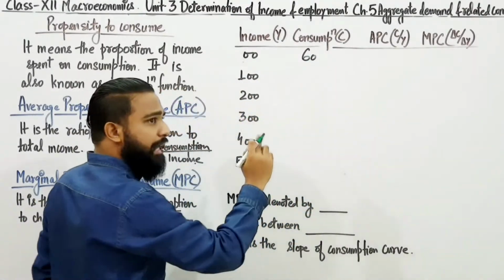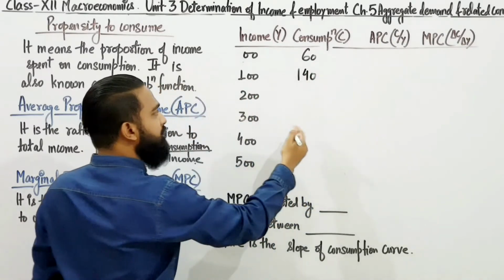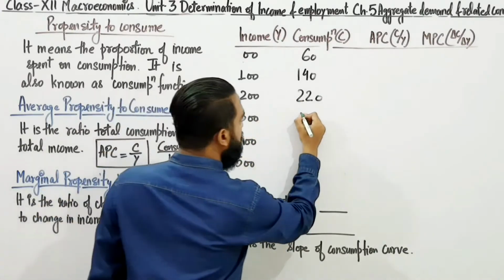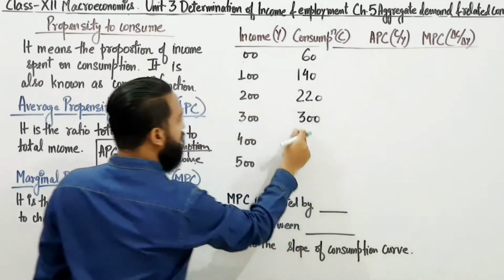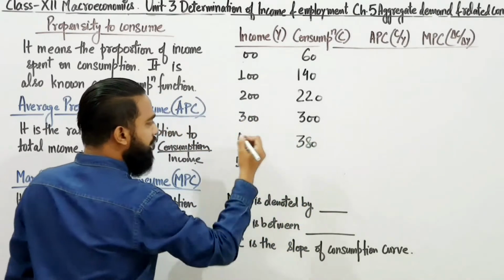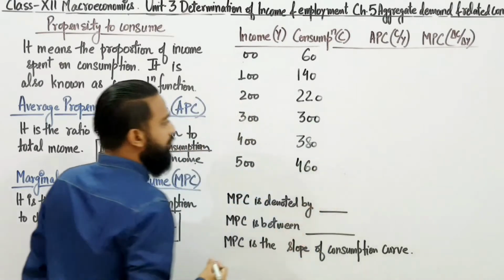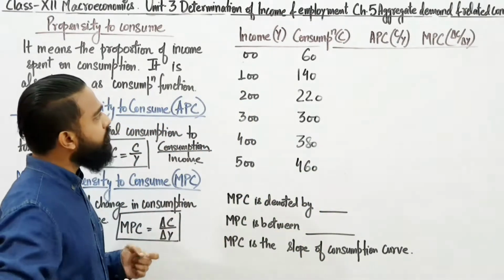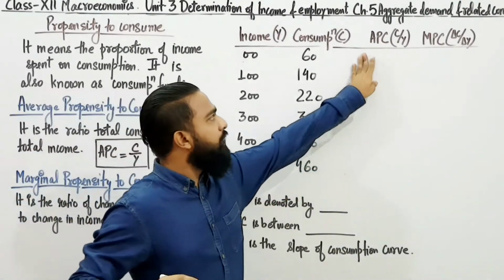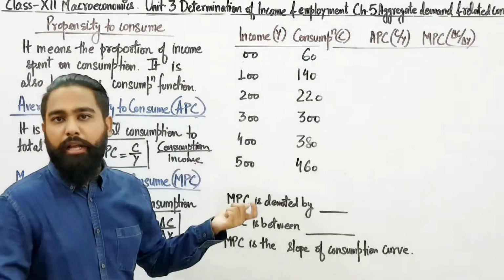Now 60 plus 80, 140. 140 plus 80, 220. 220 plus 80, 300. 300 plus 80, 380. 380 plus 80, 460. So this will be your consumption. Now let's calculate APC, which is consumption upon income.